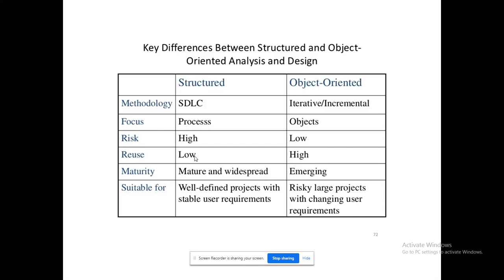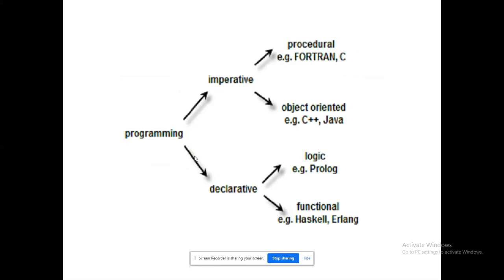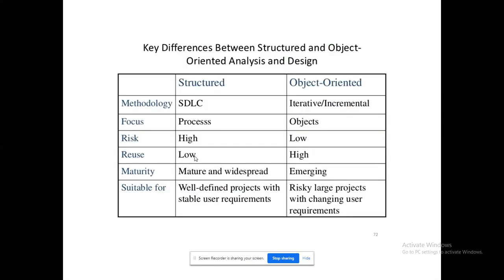So here I want to differentiate those things in terms of software engineering. What is the difference between a structured programming language and an object-oriented programming language? Here I'm going to talk about only imperative, right? So declarative will not come into our scope. We are going to talk about only imperative.